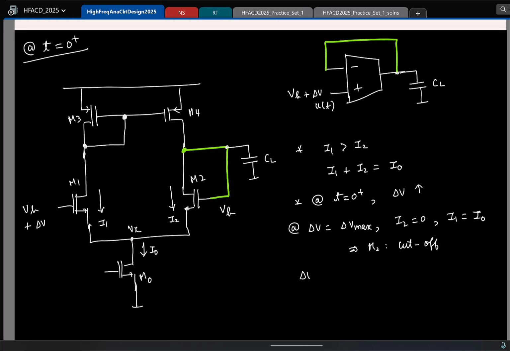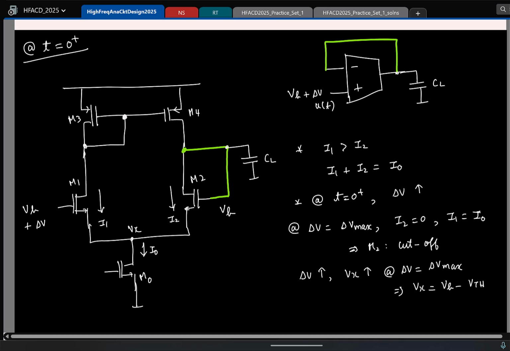So I will just say as delta V increases, Vx also increases, and at delta V equal to delta V max, where exactly M2 is cut off, if M2 is just cut off, what is Vx then? No, it's not Vb. This should be just cut off. Vb minus Vth. So Vx is Vb minus Vth. When Vgs is equal to Vth is when we consider it to be cut off. Just a first order calculation. So this is what happens.